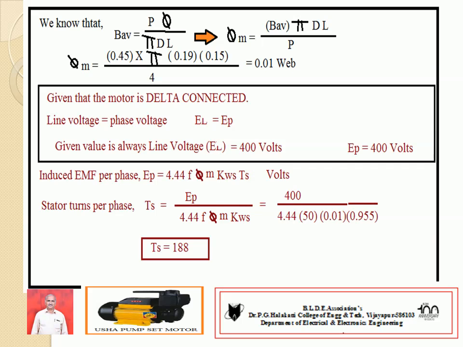Then from the induced EMF per phase expression, Eph equal to 4.44 f phi m kWs Ts, where kWs is the stator winding factor and Ts is the number of stator turns per phase. Hence, we have to frame the expression for Ts. You substitute, and we get Ts equal to 188.